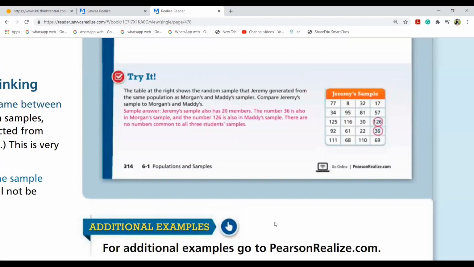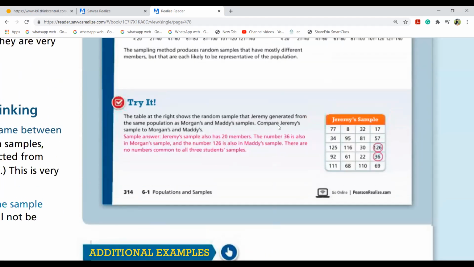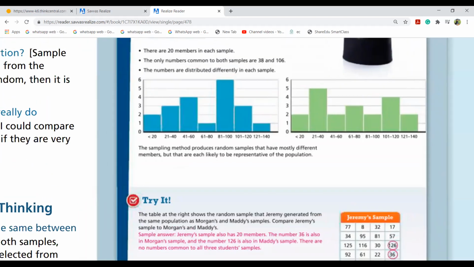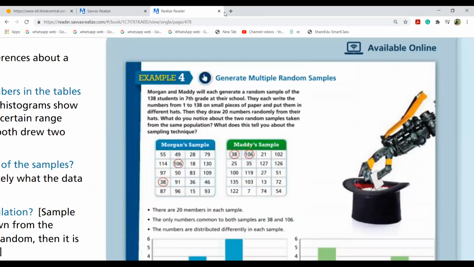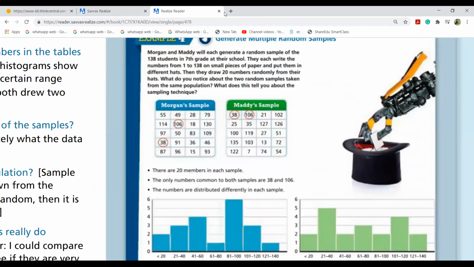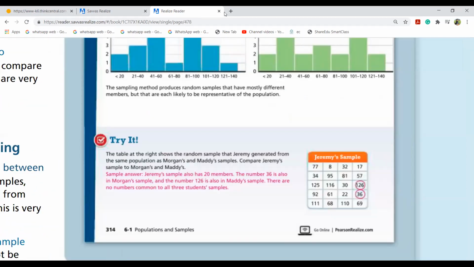The table at the right shows the random samples that Jeremy, Morgan, and Maddie generated from the population. Compare Jeremy's sample to Morgan's and Maddie's. Okay, this is Jeremy's sample. Jeremy's sample also has 20 members. See, we have Morgan's and Maddie's samples here, and here we have Jeremy's sample.